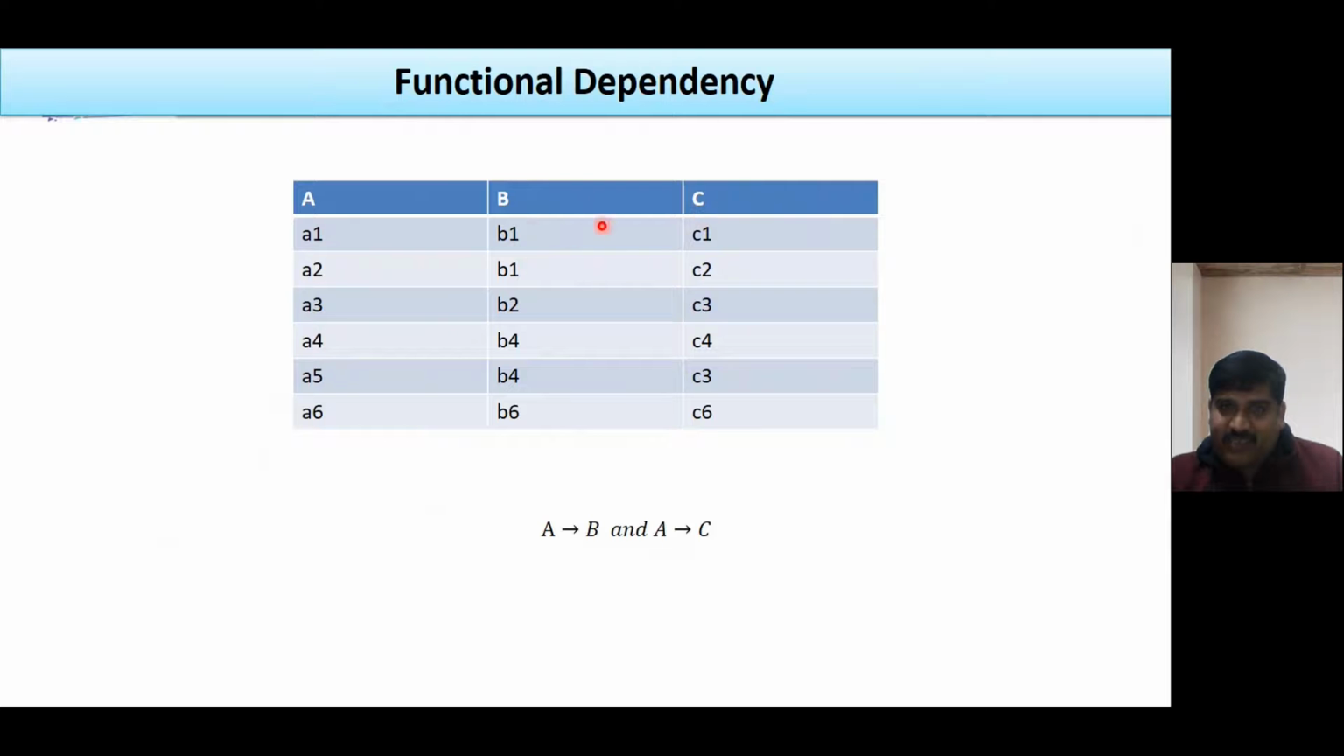Similarly, check whether C determines B or not. So here for C, row number 3 and row number 5 agree on their C values. Both tuples have C3, C3. But here B2 and B4 mean they are not agreeing on their B values. So C does not determine B.